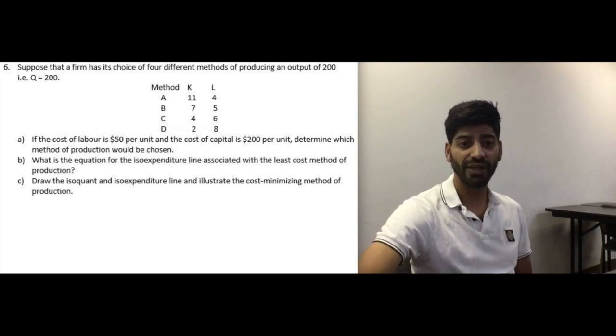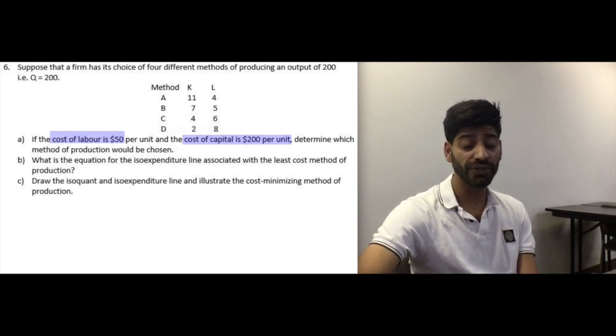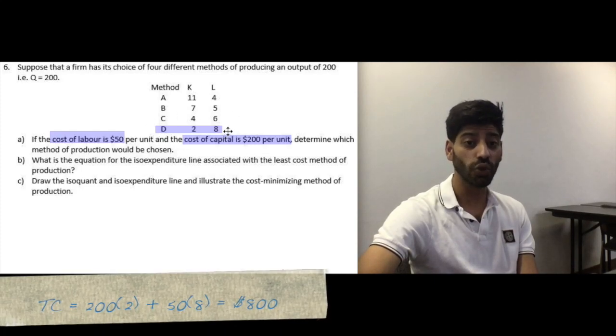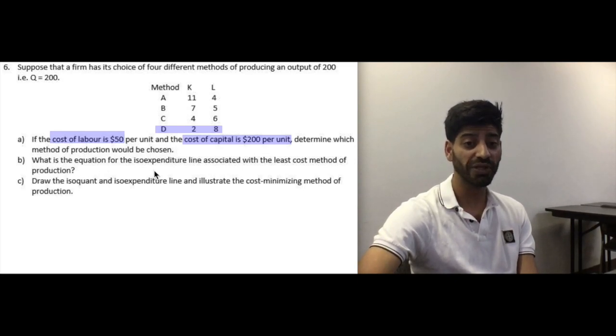In required A, they're telling us that the cost of the labor input is 50. The cost of the capital input is 200, and we needed to figure out the optimal production combination that would have been chosen. And evidently the combination that the firm would strive for is the one that is the cheapest, which happened to be combination D. If we employed combination D, our total cost would be 2 times 200 plus 8 times 50. It would have been $800. And now the question is simply asking you to determine the equation of this ISO expenditure line.